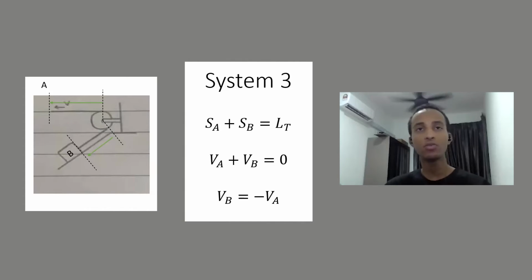Then we rearrange the equation to get VB equals minus VA, and it's negative since it's going towards the datum point. And we can notice that it has the same calculations as the first system, since we assume that there's no friction in this system.